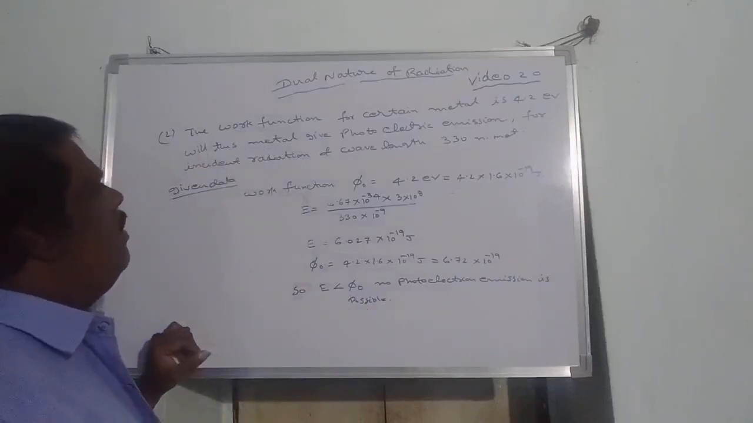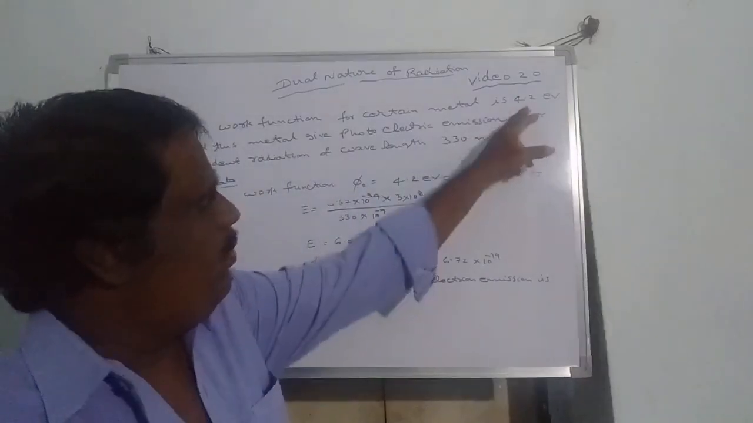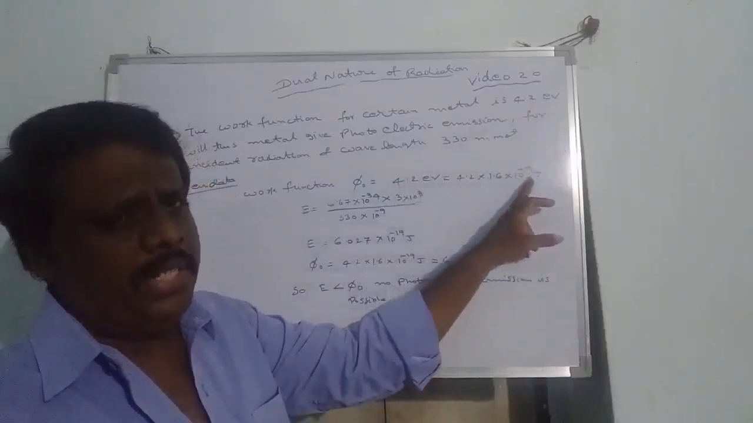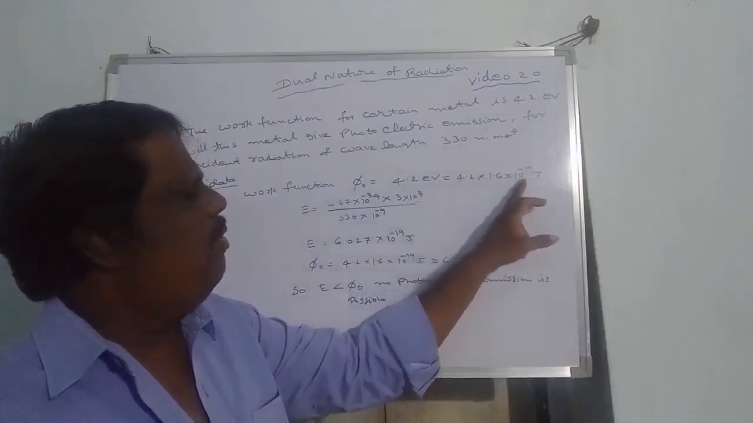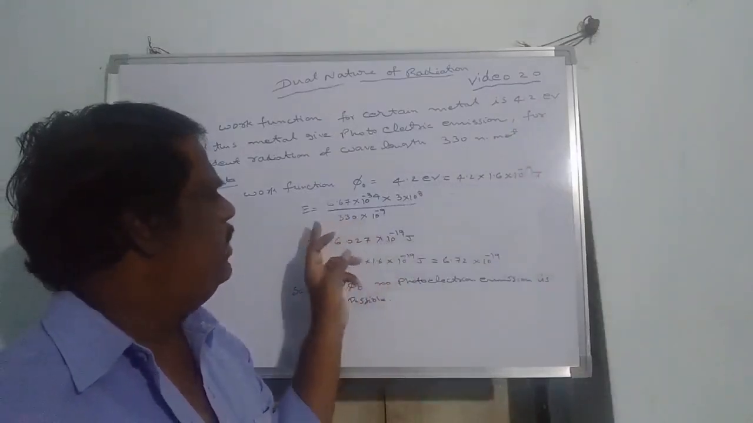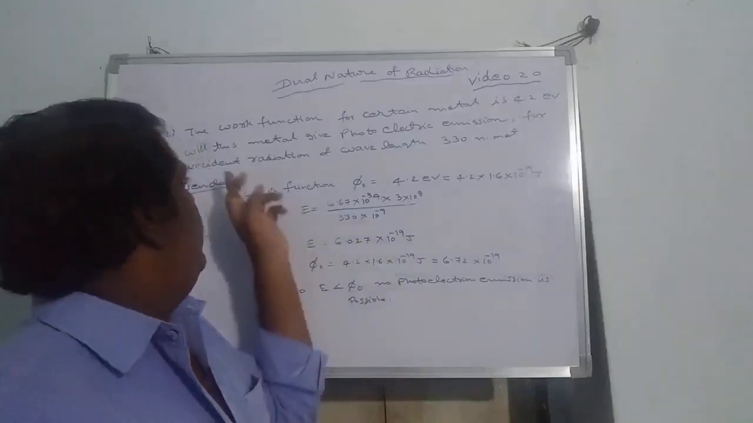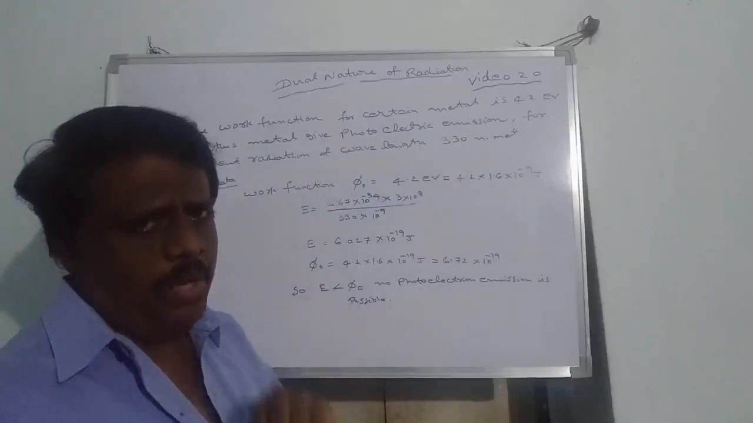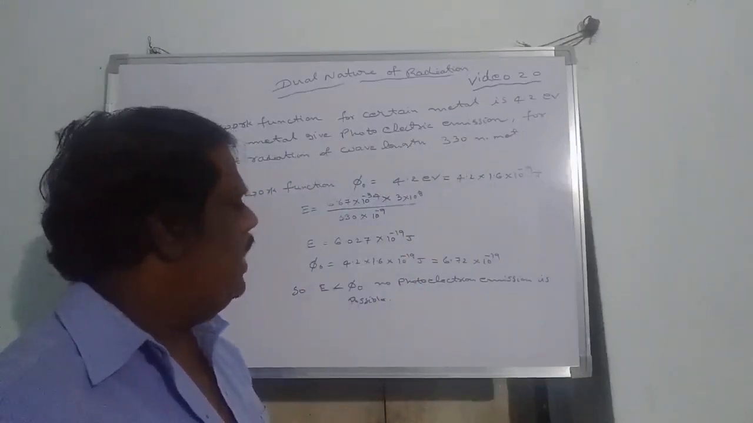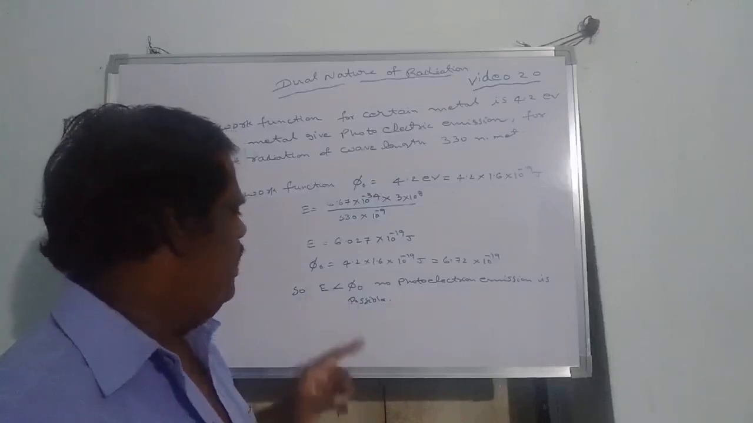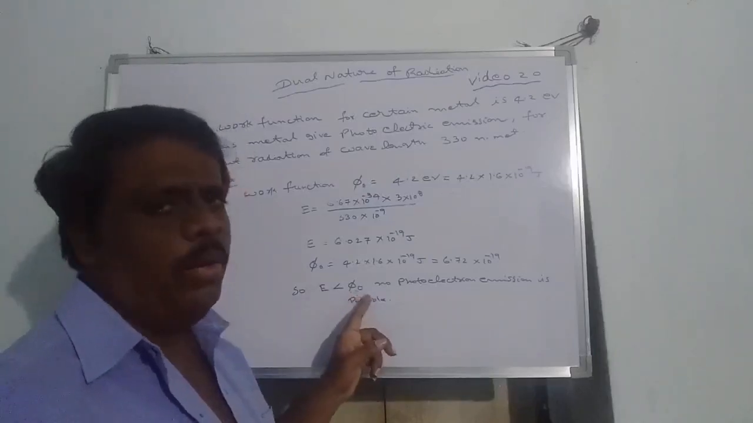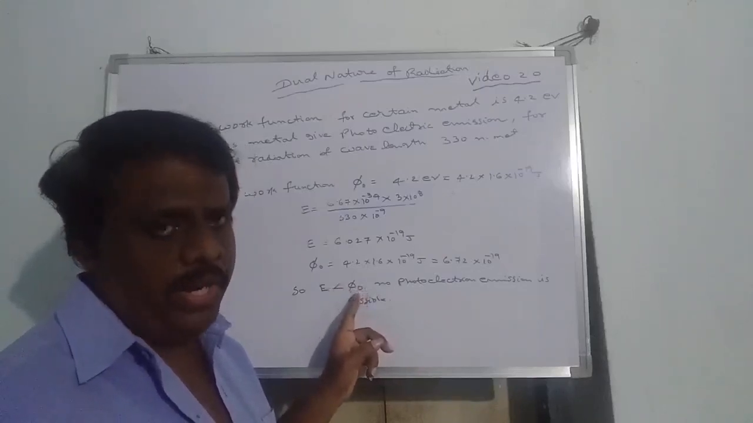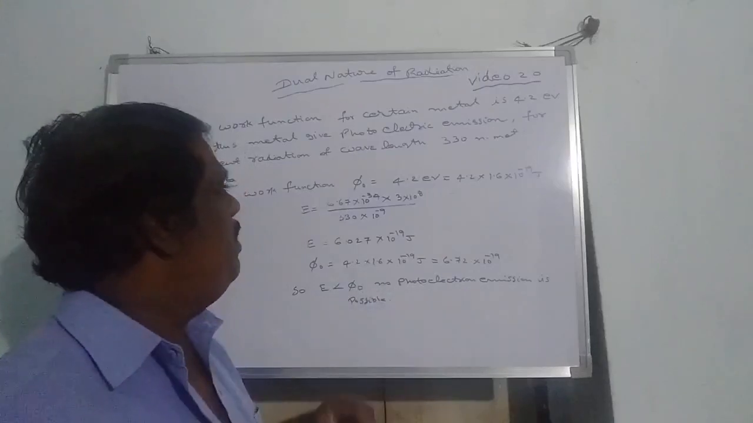So once again, what they are given: the work function of a certain metal is 4.2 electron volt. 1 electron volt is equal to 1.6 into 10 power minus 19 joules. Therefore, 4.2 into 1.6 into 10 power minus 19 joules. They are asking, will this metal give photoelectric emission, that means whether photoelectric emission is possible or not. So how can we say? If E value is less than phi naught, no emission is possible. Suppose E value is greater than phi naught, what is this phi naught? Work function. Then photoelectric emission will be possible.